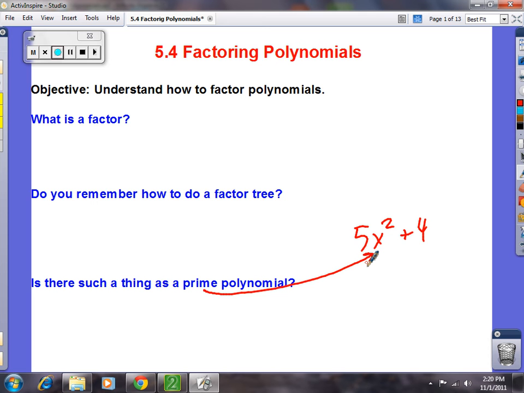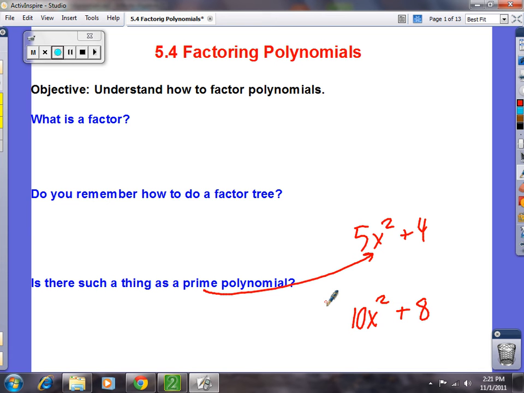But what if I were to double this? If I were to double this, it would be 10x squared plus 8. Now, today's homework, here's what I'm going to give you: 10x squared plus 8. And I'm going to ask you to factor it and give me the factors.